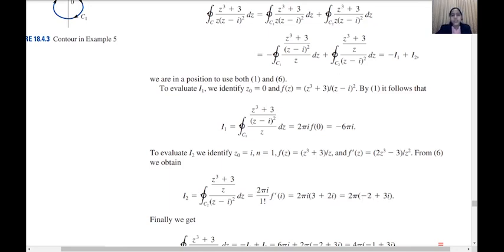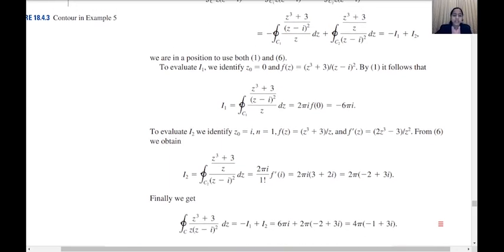So the total integral over C of (z cube plus 3) divided by z (z minus i) square dz is nothing but minus of I1. We had got I1 as minus 6 pi i, and there was already a minus sign here because we had changed the orientation. So this is 6 pi i plus 2 pi into (minus 2 plus 3i). So simplifying, we get the value to be 4 pi into (minus 1 plus 3i). So this is how we can apply Cauchy's integral formula for derivatives to determine the contour integral.